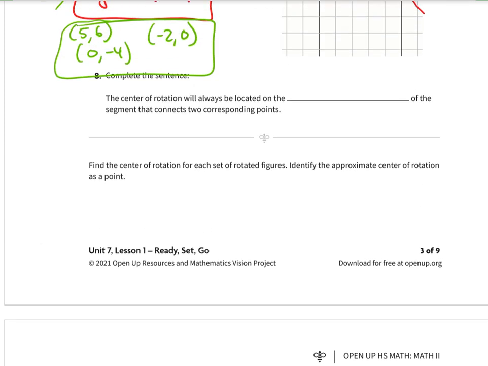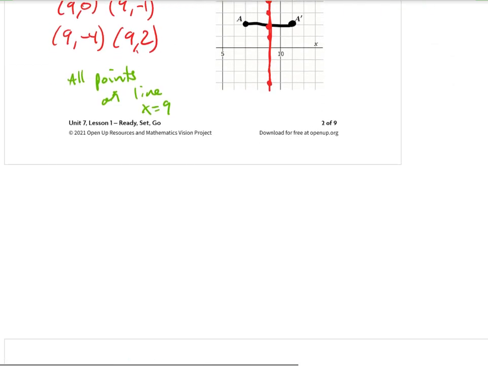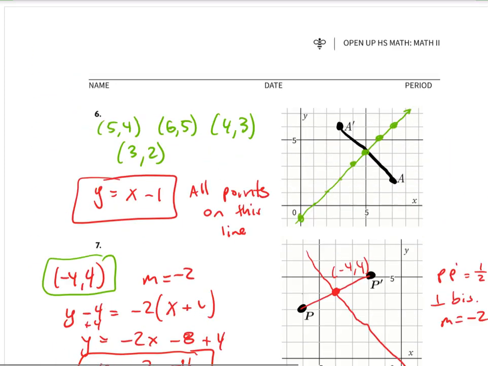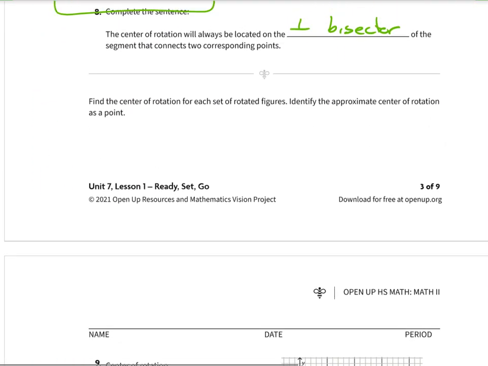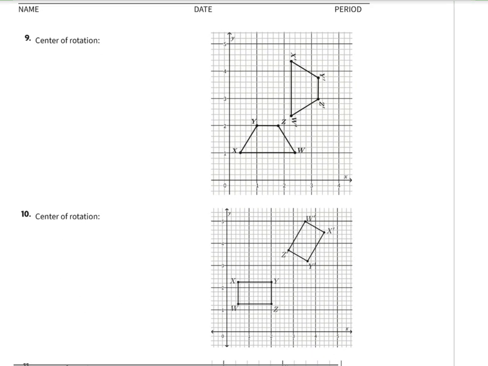Complete the sentence. The center of rotation will always be located on the perpendicular bisector. And I've kind of been saying this about all of these ones that we've done, or at least numbers 5, 6, and 7. So they always fall on that perpendicular bisector. You can find an equation of a line, and all the points that fall on that line are going to be okay for centers of rotation. So that takes us through number 8. We got 11 and 14 left.